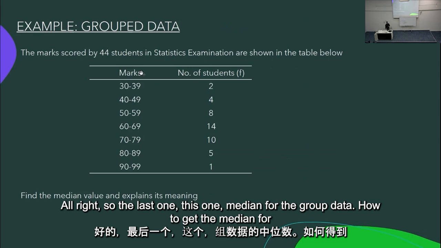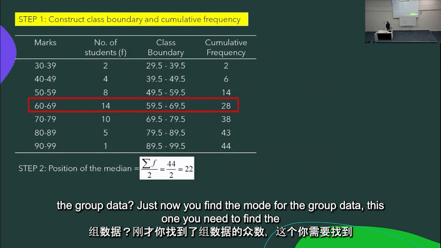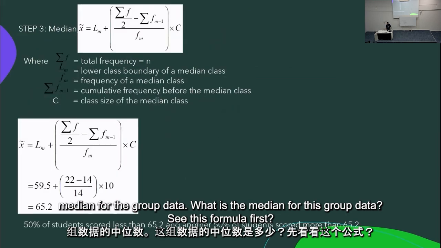Alright, so the last one is the median for grouped data. How to get the median for grouped data? Just now you found the mode for grouped data. This one you need to find the median for grouped data. What is the median for this grouped data? See this formula first.